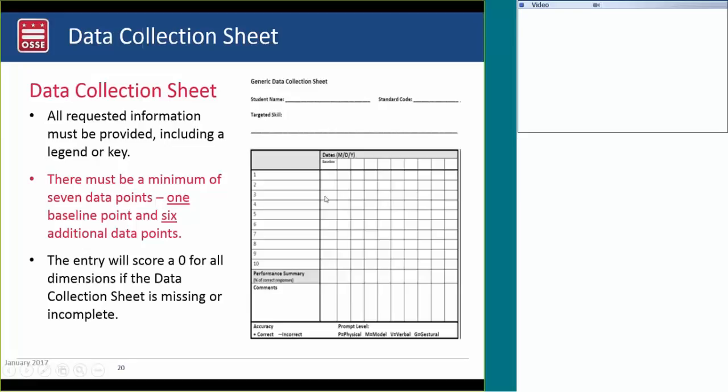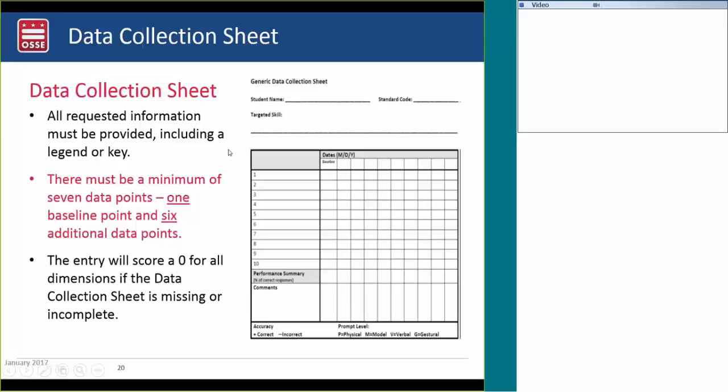Okay? Here's another piece about the data collection sheet. There must be a minimum of 7 data points. One baseline point, and if you use the ones in the Procedures Handbook, it's marked baseline. What's your baseline data? And then at least 6, 6 to 8 additional data points. Okay, so let's move up here. This is a little bit busy, but I'm going to go through this with you one by one.